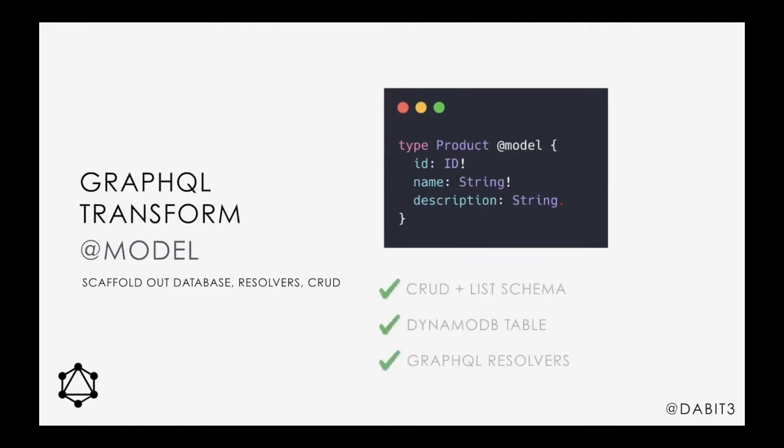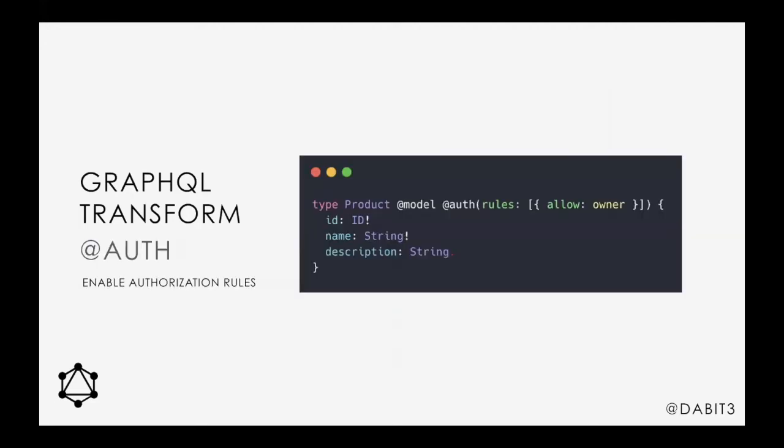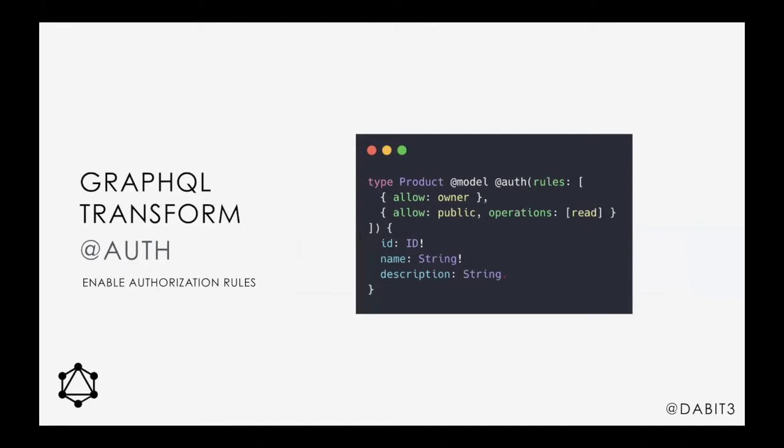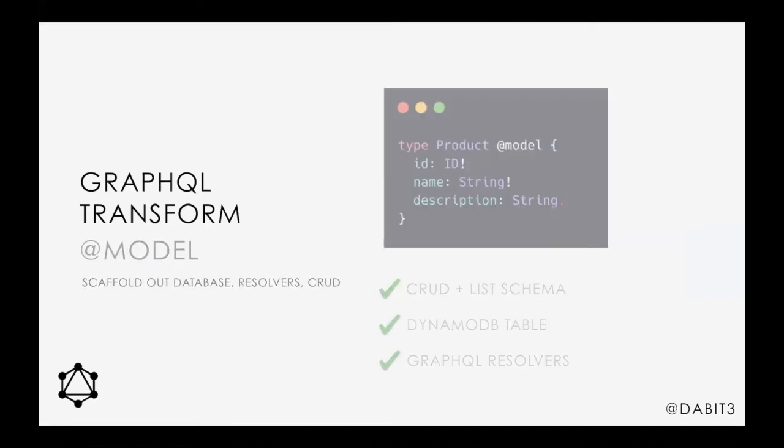So again, you run the build. After you've added the directive, you get the CRUD and list schema, the DynamoDB table, and the GraphQL resolvers. So that's @model. You can then add additional transformers. @auth is one of those transformers we'll look at.